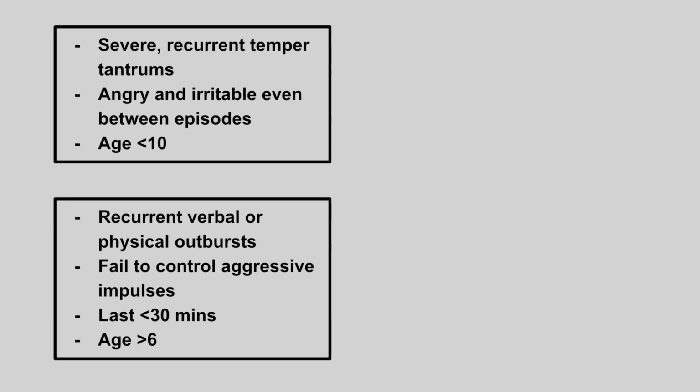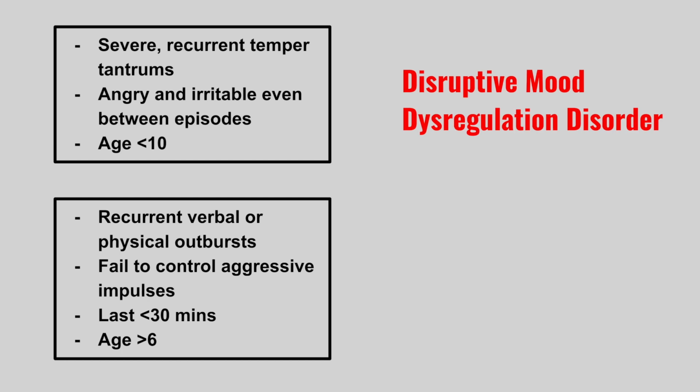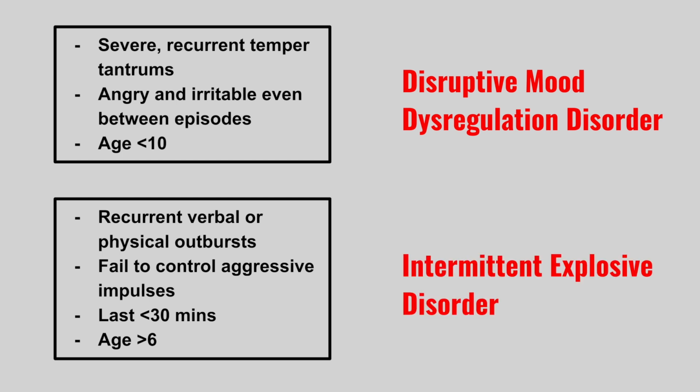Next, we have a patient with severe recurrent temper tantrums, and they'll be angry and irritable even between episodes, and the age is less than 10. This is disruptive mood dysregulation disorder. Next, we have a patient with recurrent verbal or physical outbursts, fail to control aggressive impulses. These episodes last under 30 minutes, and the age is above 6. This is intermittent explosive disorder.